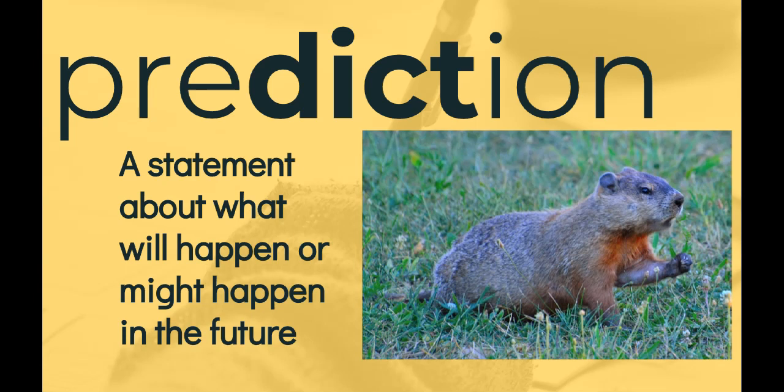Your next word is prediction. This is a statement about what will happen or might happen in the future. So I think of Groundhog Day. On Groundhog Day, Punxsutawney Phil makes a prediction about the weather for the next 6 weeks. Will spring come early, or will we have 6 more weeks of winter? He makes a statement about what will or might happen in the future. That is a prediction.